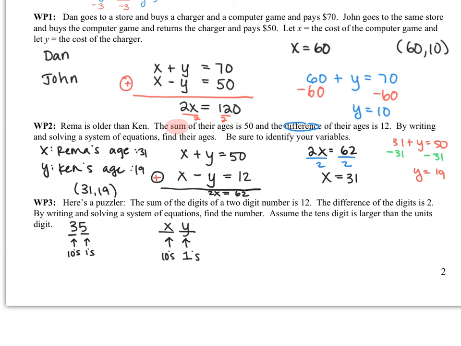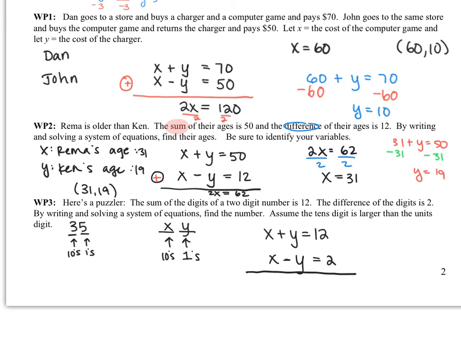And so it tells me that the sum of the digits is 12, so that means if I add them I would get 12, and the difference of the digits is 2. And again, since the difference is a positive 2, and difference means to subtract, I need to make sure that in order to do a subtraction problem and get a positive answer, I do the bigger digit minus the smaller digit, and it told us that the tens digit is larger, and so x is my tens digit. So again, I'm going to do x minus y. So my system is x plus y equals 12 and x minus y equals 2.